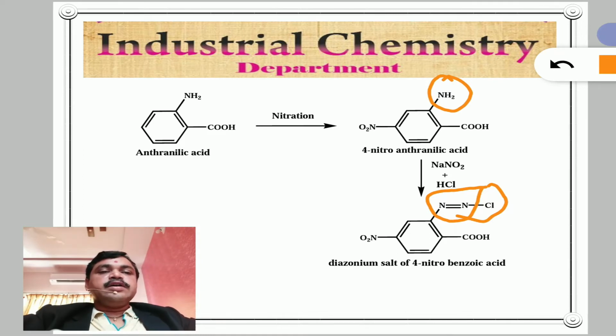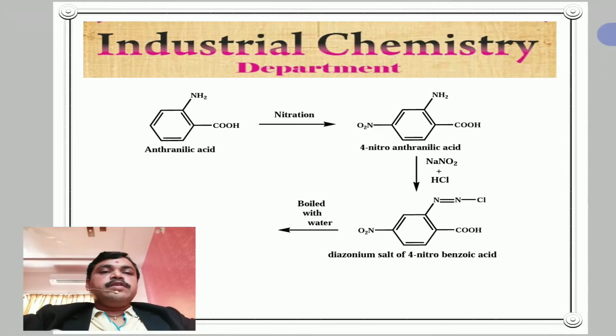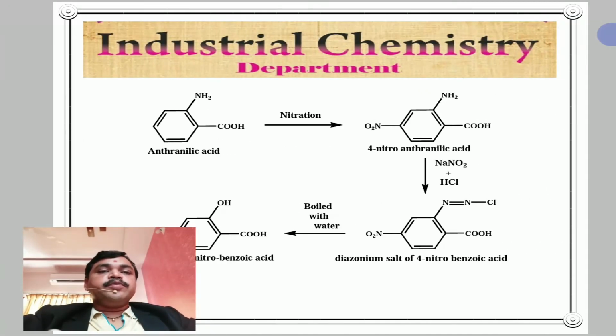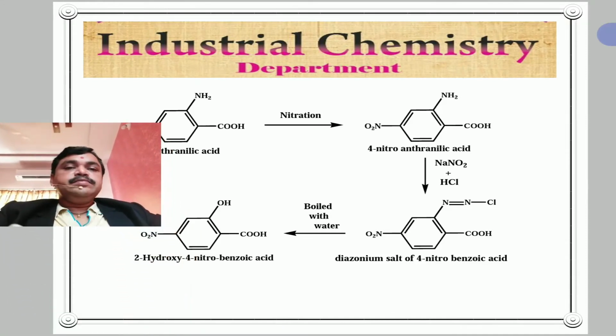So here we get the diazonium salt of 4-nitrobenzoic acid. Now this diazonium salt of 4-nitrobenzoic acid is treated with boiling water. So this N double bond N and Cl group, diazonium chloride, is converted into OH and finally we get 2-hydroxy 4-nitrobenzoic acid.